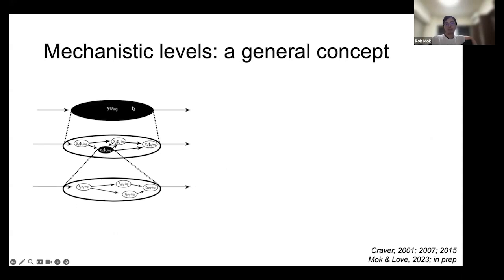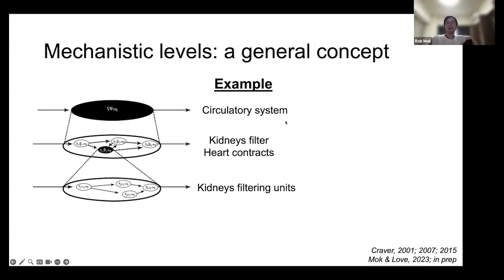The abstract idea here is that there's a behavior that needs to be explained, and then you have a few components that work together that give rise to that behavior. That's a particular mechanism, but that mechanism has parts that could also be decomposed into another mechanism. To be more concrete, you might have the circulatory system, with different parts like the kidneys or the heart, and they work together to make the circulatory system work. But then you can decompose the parts, like the kidney's filtering units, and that's a mechanism in itself.